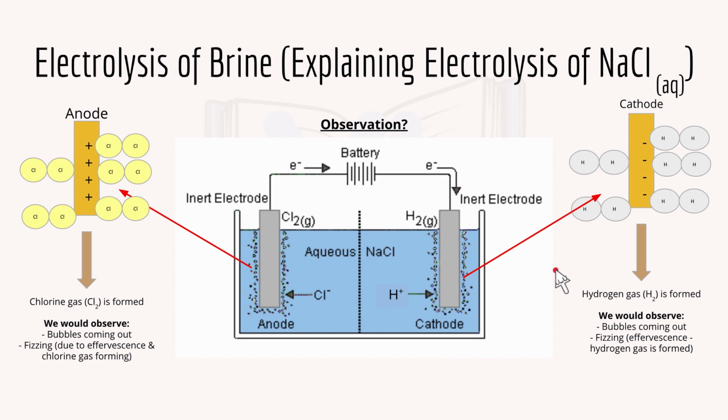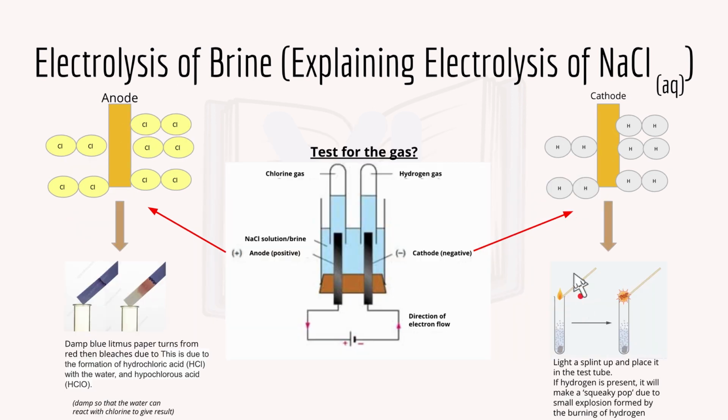So we'll move on to some observations. In this electrode right here, the anode, chlorine gas will be discharged and we will observe bubbles coming out and fizzing or effervescence. And in the cathode, hydrogen gas will be discharged and we will observe the same, bubbles coming out and fizzing or effervescence. And to confirm which gas is which, we can carry out a test.